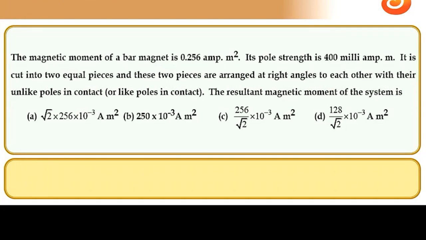Example 10. The magnetic moment of a bar magnet is 0.256 ampere meter square. Its pole strength is 400 milliampere meter. It is cut into two equal pieces and those two pieces are arranged at right angles to each other with their unlike poles in contact or like poles in contact. The resultant magnetic moment of the system is, again, simple.